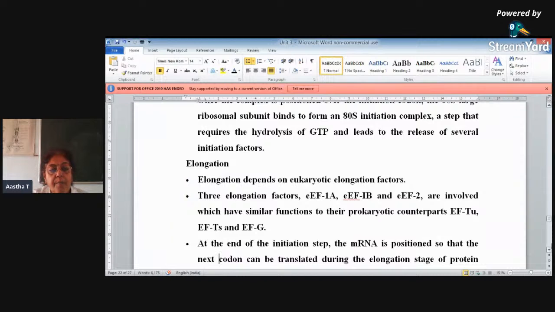Elongation is carried out by eukaryotic elongation factors 1A, 1B, and elongation factor 2. These are Tu, Ts, and G in case of prokaryotes. Evdhach farak aahe. Doghan ithe sudha 3 aahet ani tighanche je role aahe tehi tasach match hot asta. Elongation factor 1A, 1B, and 2.